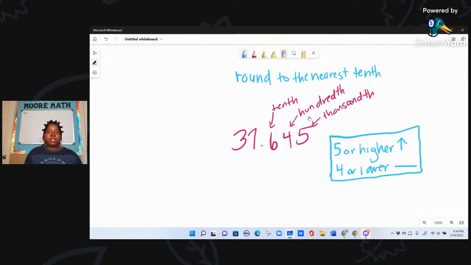Okay, so we're rounding to the nearest 10th place. Excellent. You got it, right? I just want one number after the decimal. That 4 is lower, so that 6 is going to stay the same. Now, here's what I changed before. There was a 9 here.